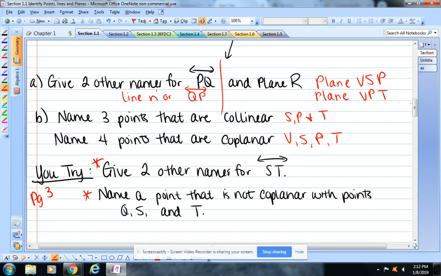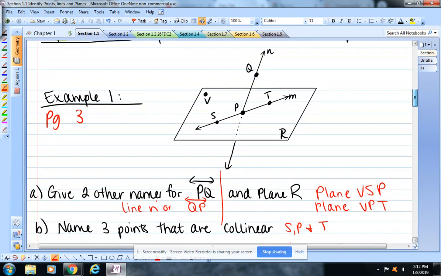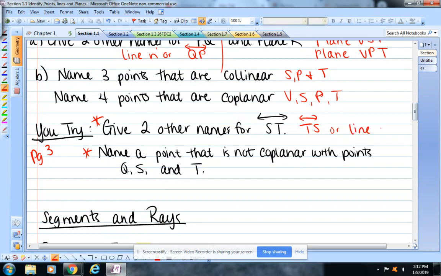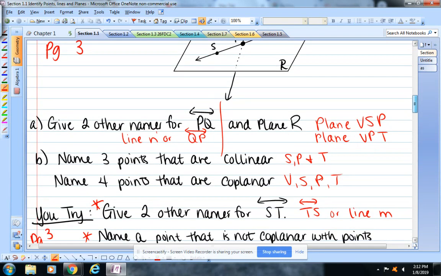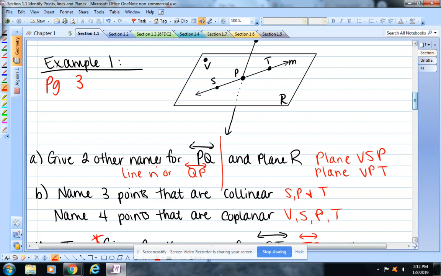All right, I think we should have got the first one pretty easy. Somebody give me 2 other names for line ST. TS with an arrow over it on both sides, right? Line M. Did y'all get those 2? Okay. Could we have another name for line ST? We could use PT, couldn't we? It's the same line, isn't it? Yeah, PT or TP or any of those.